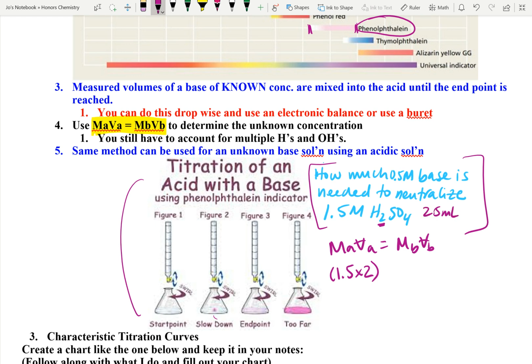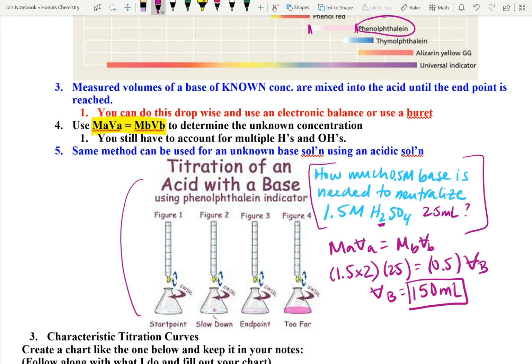Let's say I have 25 mils of it. So I have 25 mils of that acid. So I know my base is 0.5, and I'm going to solve for the volume of the base. Okay, so this ultimately ends up being a plug and chug. And I find the volume of the base to be 150 milliliters of that base that I'd have to use to just neutralize 25 milliliters of 1.5 molar H2SO4.